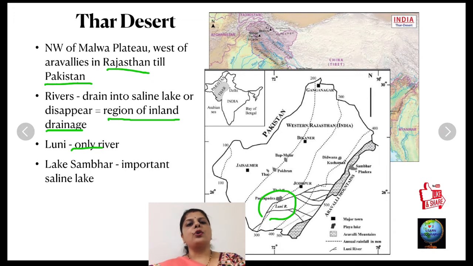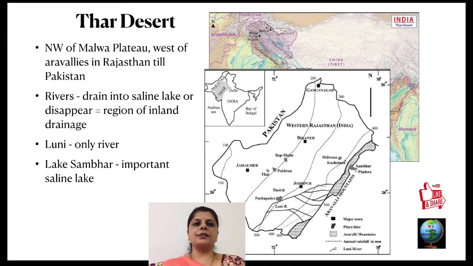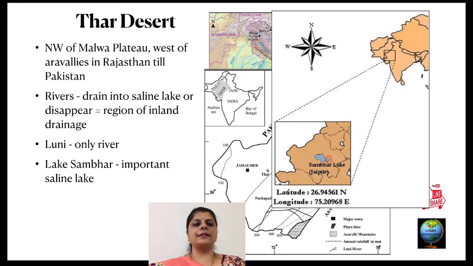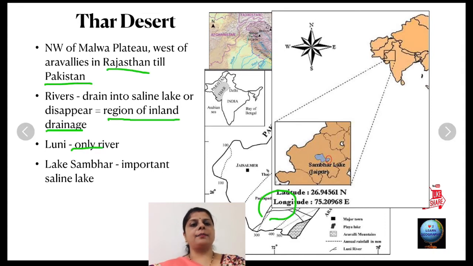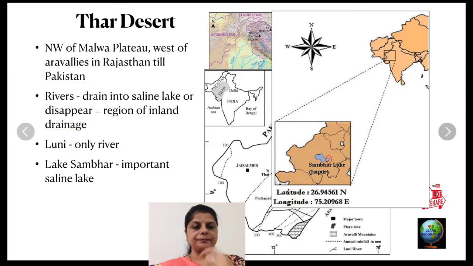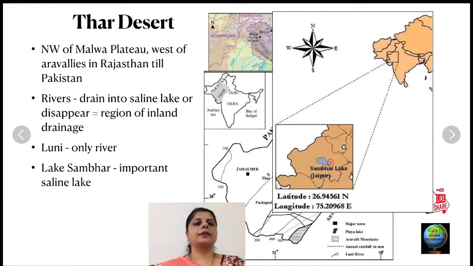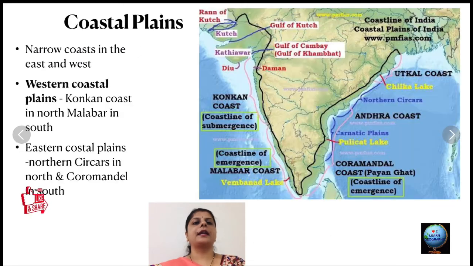The Thar Desert is also the desert where Sambhar Lake, a very important saline lake, is present. This is the location of Sambhar Lake in Jaipur.